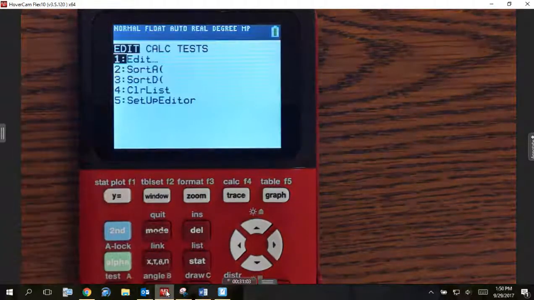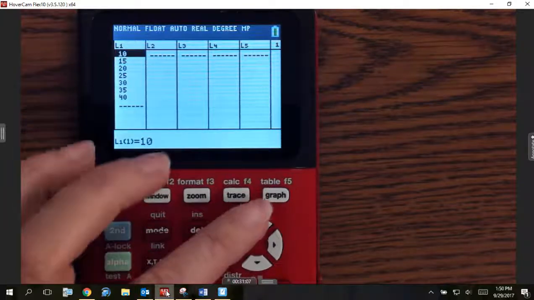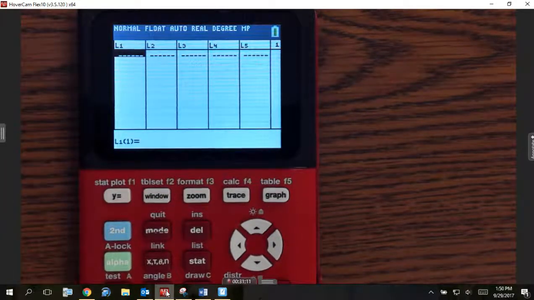So I'm going to go to Stat, Edit. I'm going to go up and clear my list. And I'm going to type in my new values for X and Y.